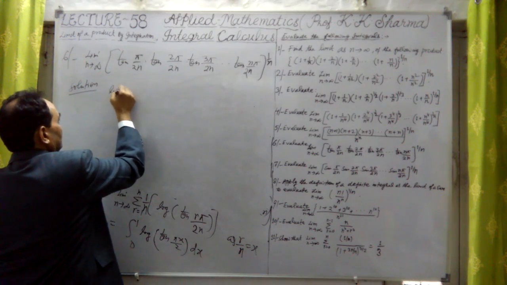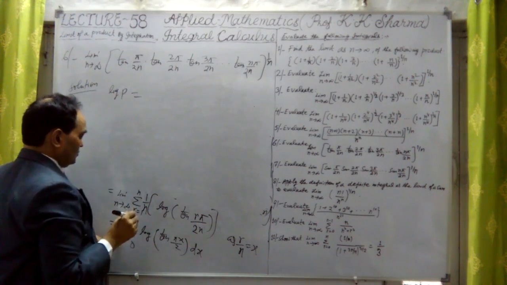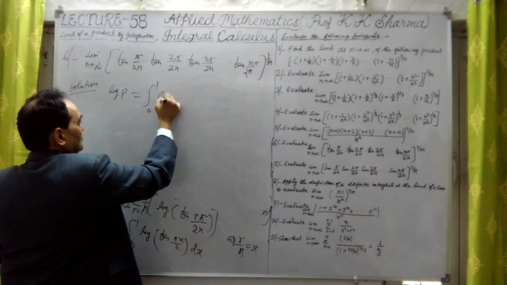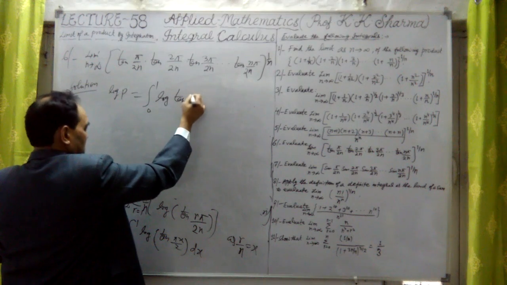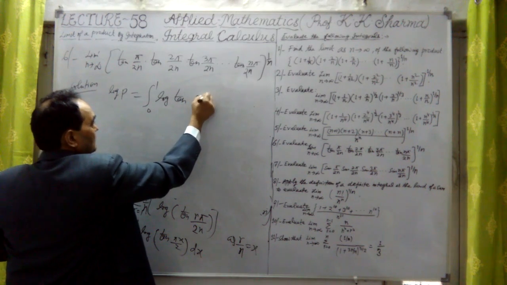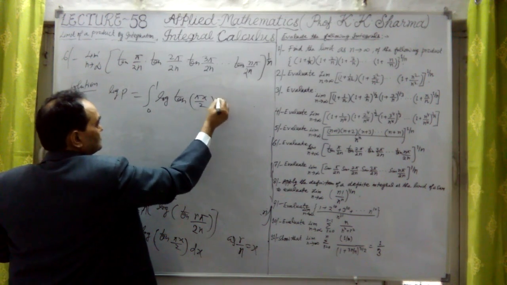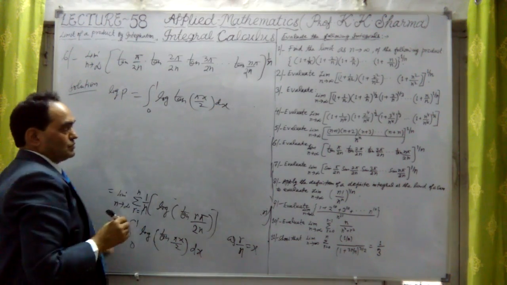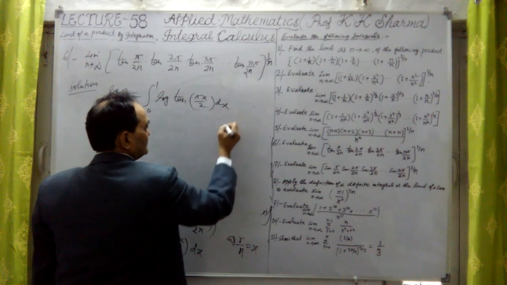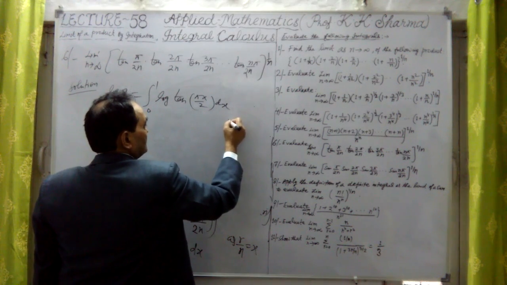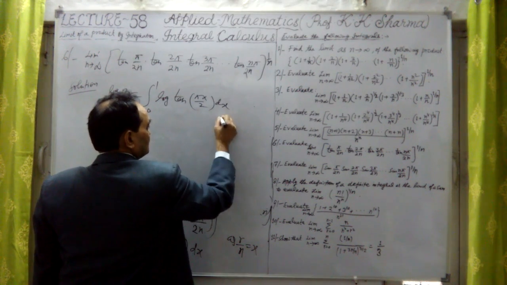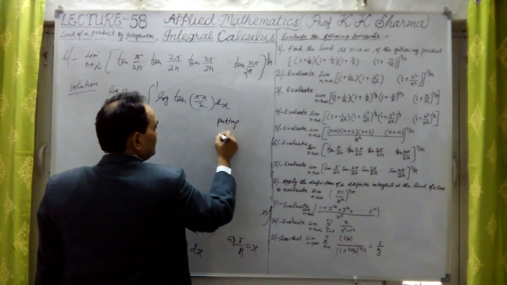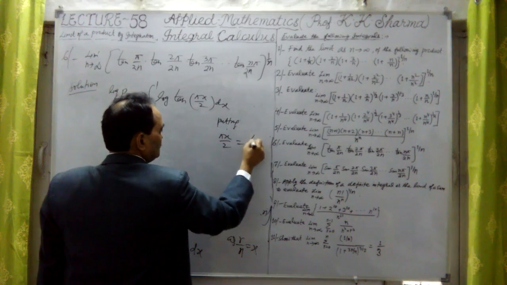It is log p we are calculating. Log p is equal to the integral from 0 to 1 of log of tangent of pi x upon 2 dx. Okay, putting here pi x upon 2 equal to t.